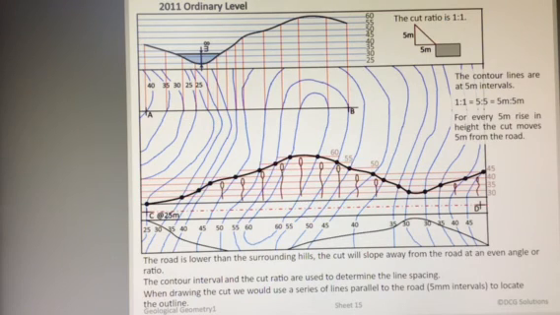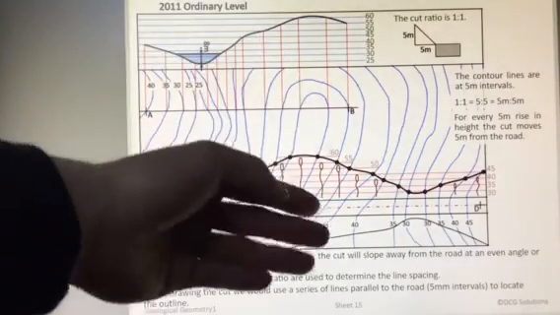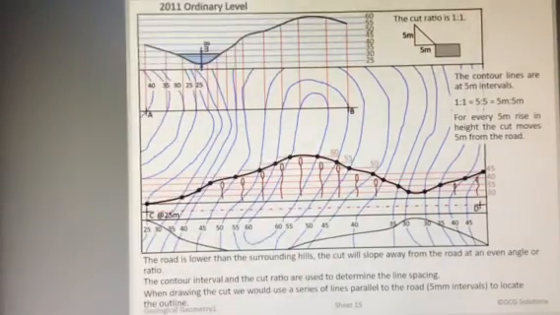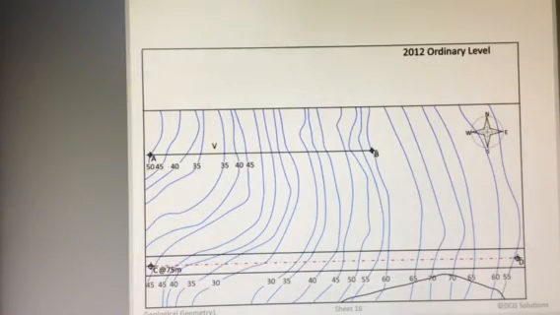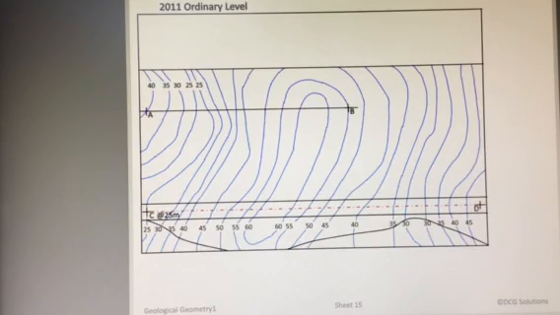Freehand in your road. Make sure you put in the little tab marks to show that it's a cut, so the hill is sloping away from the road. And that's basically it for those two questions, guys. I didn't want to make this video too long, so it should be fairly basic.